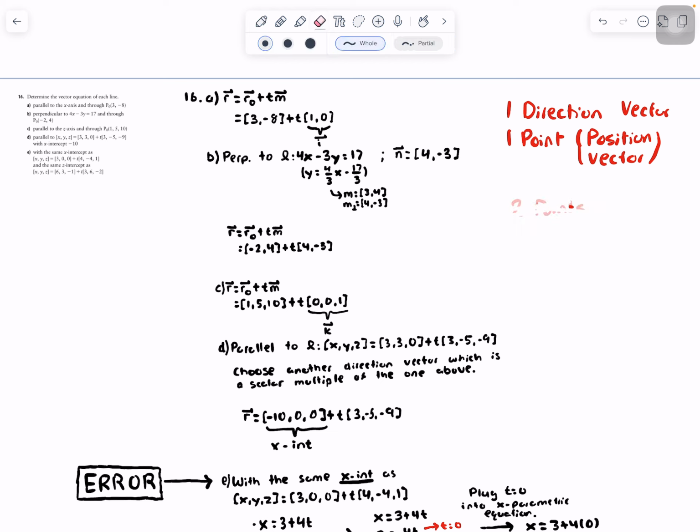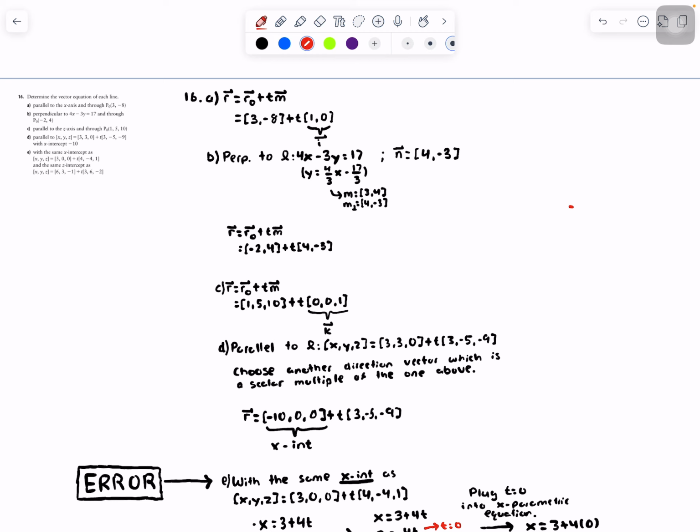So, now, part A asks us to find a vector equation parallel to the x-axis through P0, 3, -8. Okay, so we can use 3, -8 as our position vector, as we did right here. And then, if it's parallel to the x-axis, we need a direction vector that would be parallel to the x-axis. So I, the vector I, would work perfectly well. So that's why I used 1, 0.